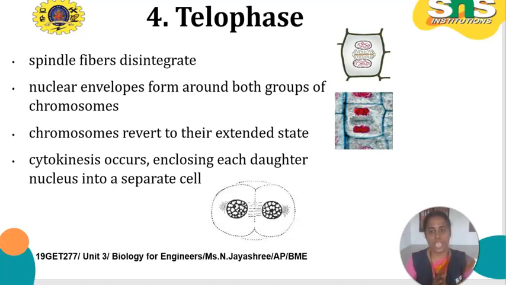Chromosomes revert to the extended state. Cytokinesis occurs, enclosing each daughter nucleus into a separate cell. This is the telophase stage. This diagram shows the telophase stage, where separate nuclei are formed and the spindle fibers disintegrate.